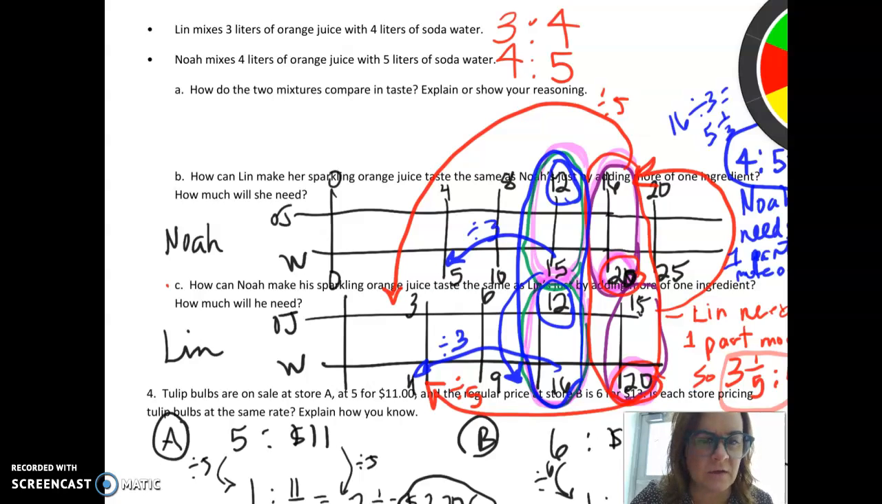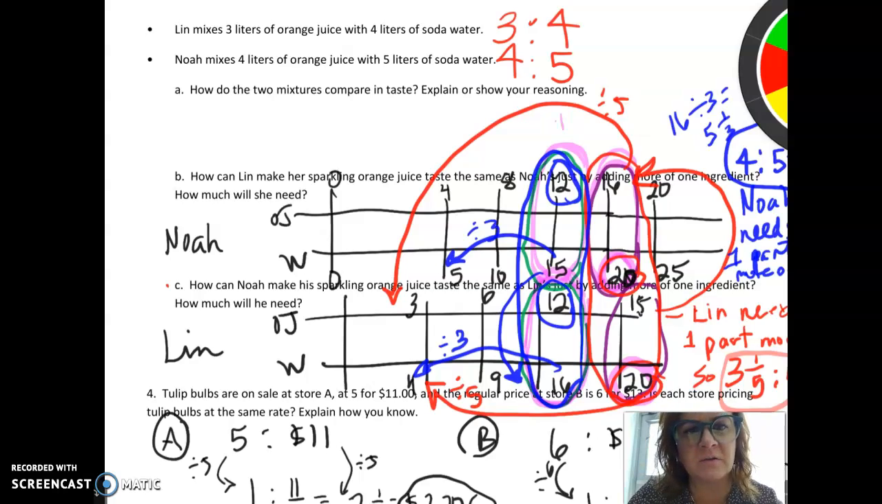So again, just another way of looking at the fact that Noah's is going to be a little bit stronger in taste, or a little bit orangier in taste, if you think of it that way. Okay, now let's get to the challenging problems here. How can Lynn make her juice taste the same as Noah's by adding just one more ingredient?